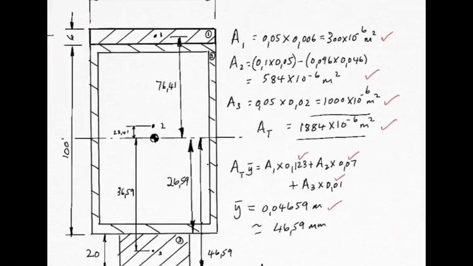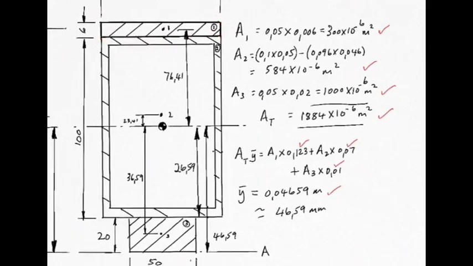Area 1 is easy, 0.05 by 0.006, 50 millimeters, 6 millimeters. There is your cross-sectional area of this piece over here. Number 3, let's do that next. 0.05, it's that distance, by 0.02, which is this distance. The drawing is slightly misleading. This is in fact full width. You'll see the 50 millimeters is the same as the actual rectangular section, so I could have drawn this over here, but it doesn't make any difference. The fact is it's 0.05 by 0.02, which is 1,000 times 10 to the minus 6 square meters, this cross-sectional area here.